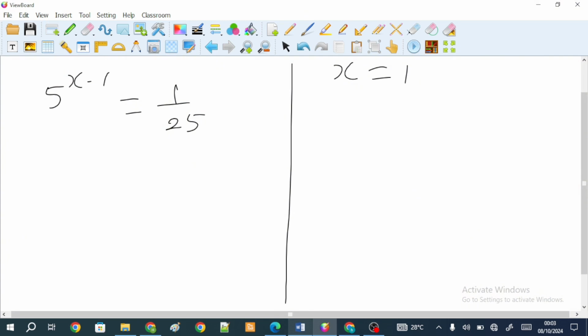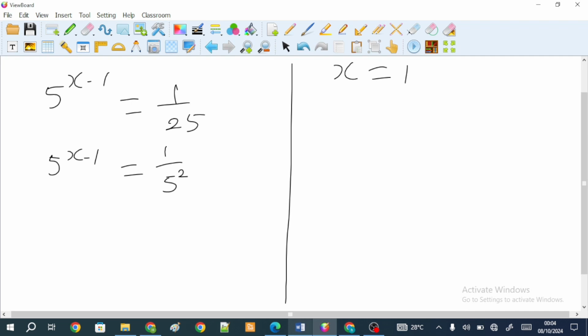Alright, so let's look at this. We have 25. We can write 25 as a power of 5. So we can write 25 as 5 raised to the power 2. Remember that we have 5 raised to the power x minus 1 on the left hand side. So on the right hand side, we can write 25 as 5 raised to the power 2, so we have 1 all over 5 raised to the power 2.